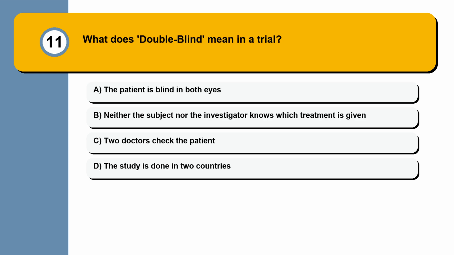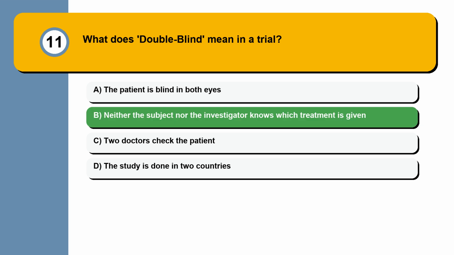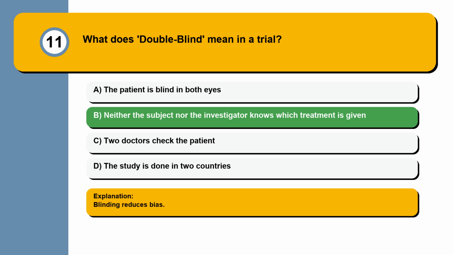Question 11. What does double-blind mean in a trial? The patient is blind in both eyes. Neither the subject nor the investigator knows which treatment is given. Two doctors check the patient. The study is done in 2 countries. Blinding reduces bias.